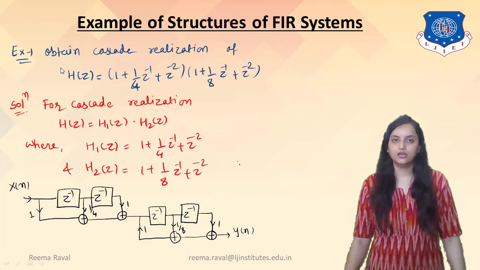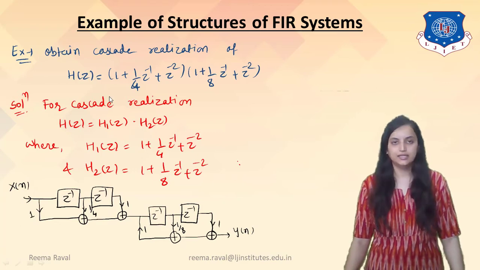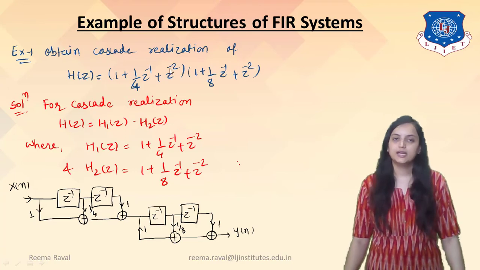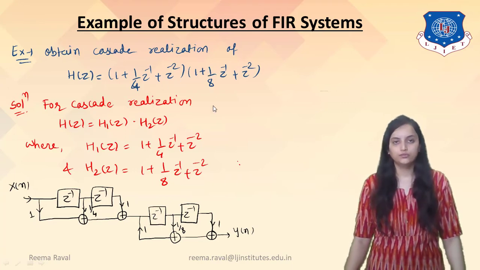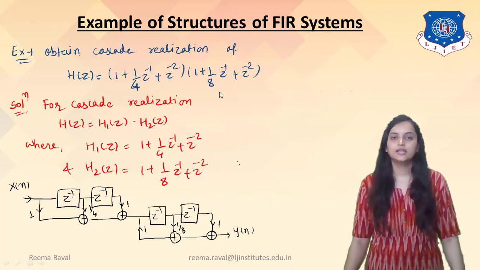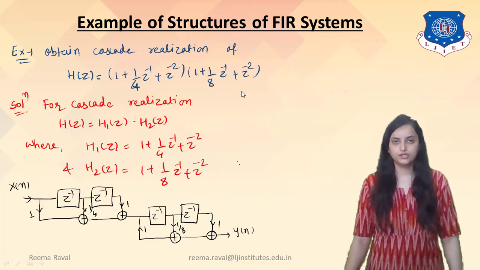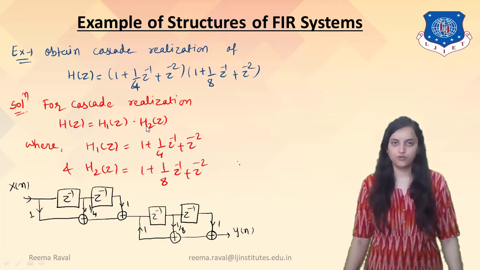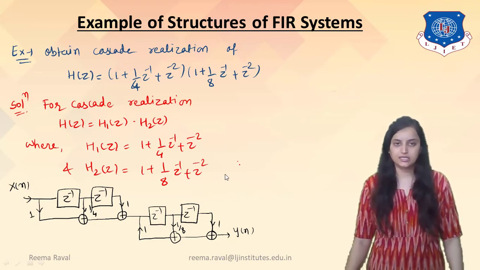First example, let us consider to obtain the realization of H of z equals (1 plus 1 by 4 z inverse plus z raised to minus 2) into (1 plus 1 by 8 z raised to minus 1 plus z raised to minus 2). Now here, as you can see, we are obtaining the cascaded realization. So the first part is obtained as H1 of z and the second part is obtained as H2 of z, and these two will be connected in series to obtain the cascaded connection.